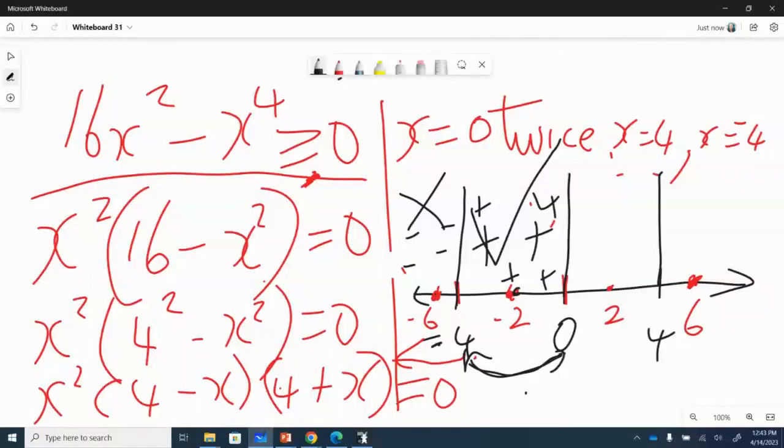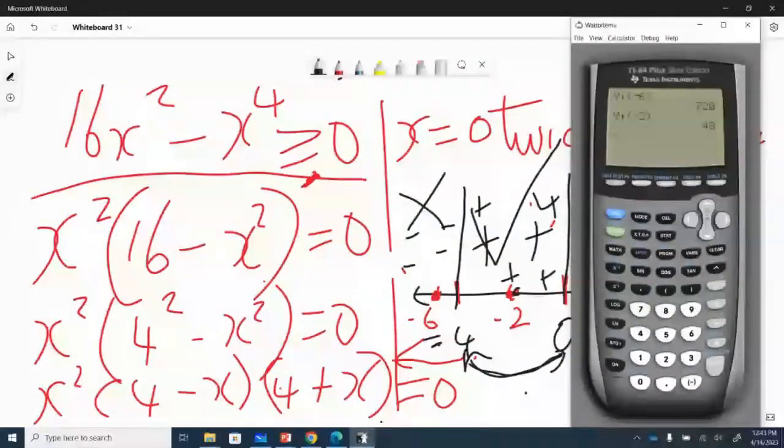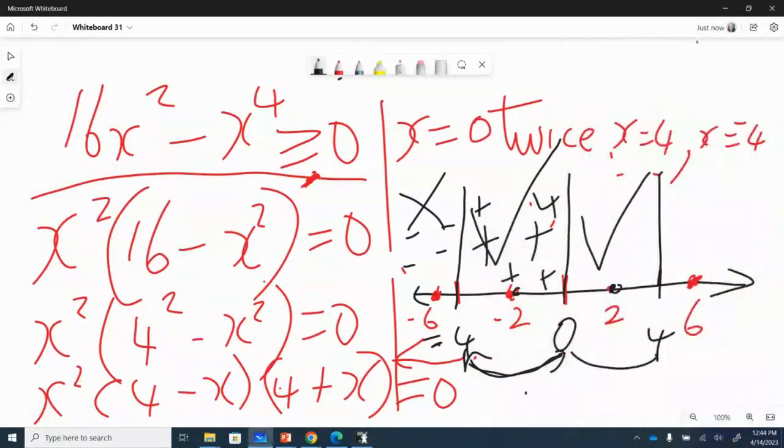So the next section to test is from 0 to 4, and we already picked the test point to be 2. So I'll go back to my calculator and substitute 2. The same thing: I will do second enter, so I don't keep repeating myself, and then arrow to the left, remove only the negative sign, delete, and then hit enter. 48 again. And 48 is greater than 0, so this interval passed the test.